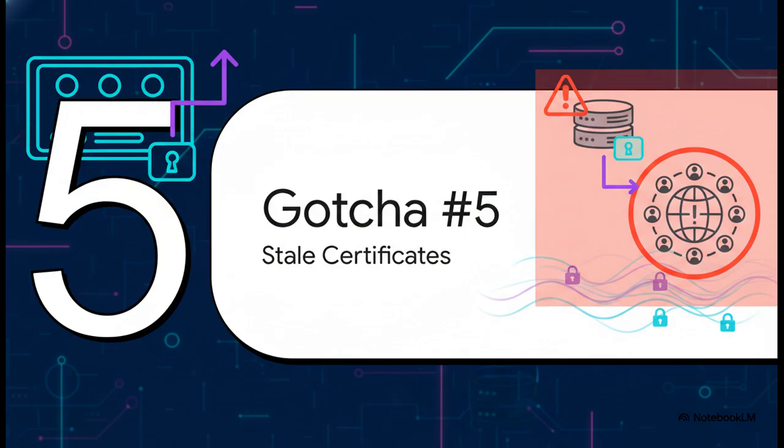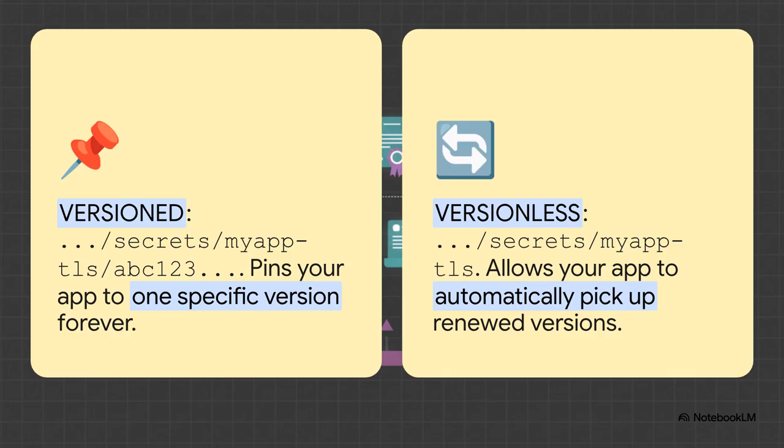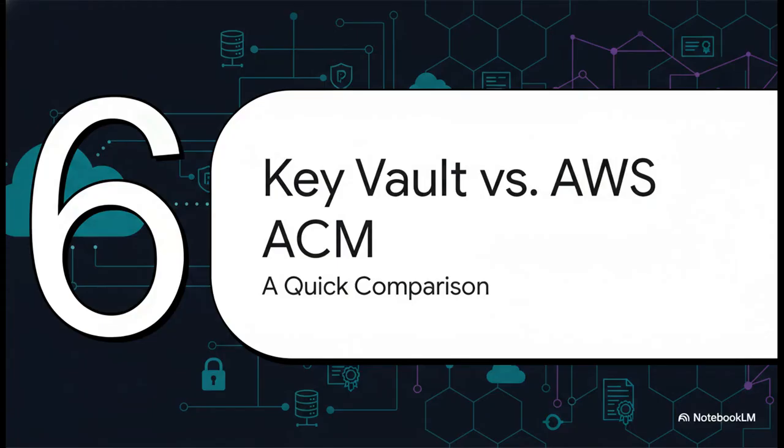What went wrong? The problem is all about how you told your app to find the certificate in the first place. If you gave it the full URI that includes that long version ID at the end, you've basically pinned your application to that one specific version forever. It's never going to look for a new one. The correct way to do it is to use the versionless URI, just the base name. That way, services like App Gateway will automatically check in with Key Vault and pull down the latest active version whenever it changes.